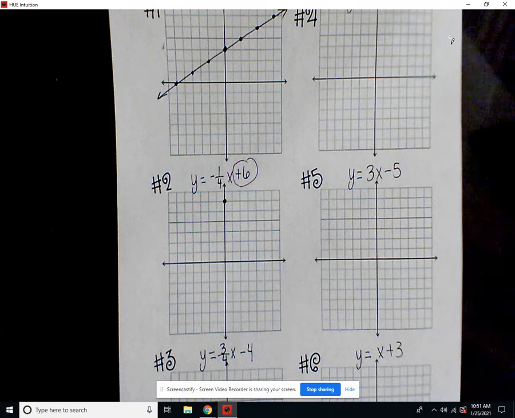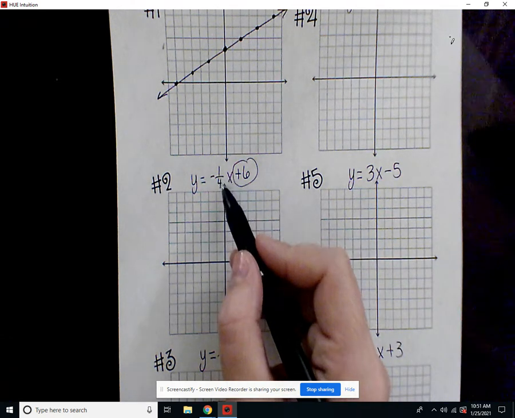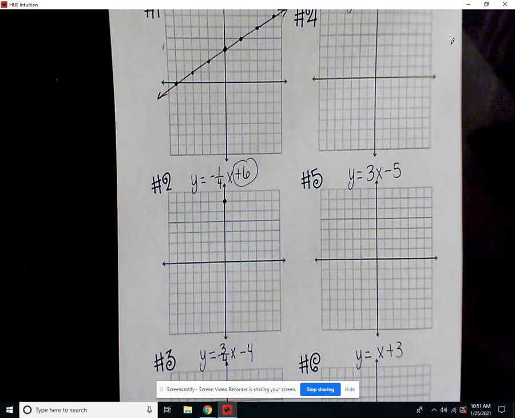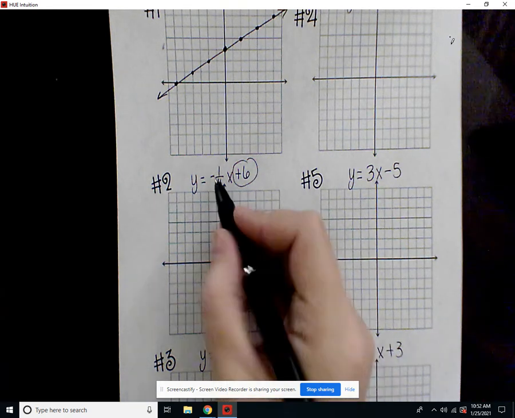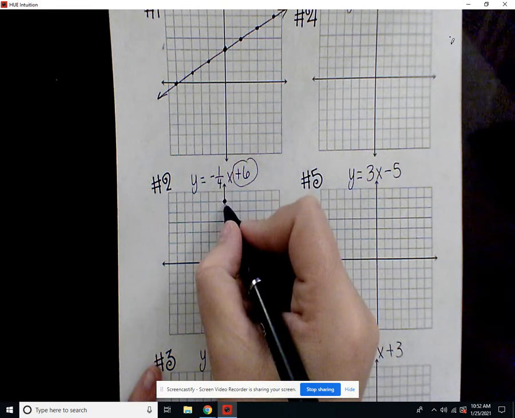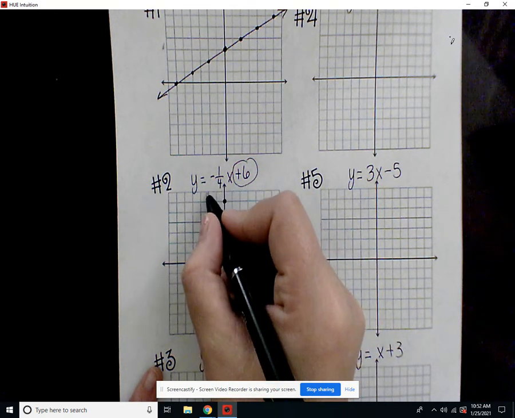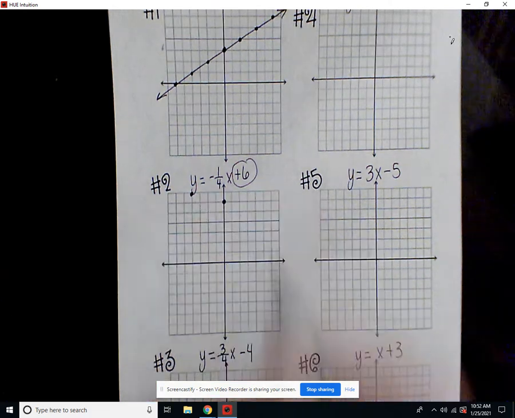Okay, now we look at our m. It's negative 1/4. So we're going to go up 1. We always rise, and then we're going to run, but this time we're going to run to the left because it's negative. So we're going to go up 1 space, to the left 4 spaces, and put a dot.